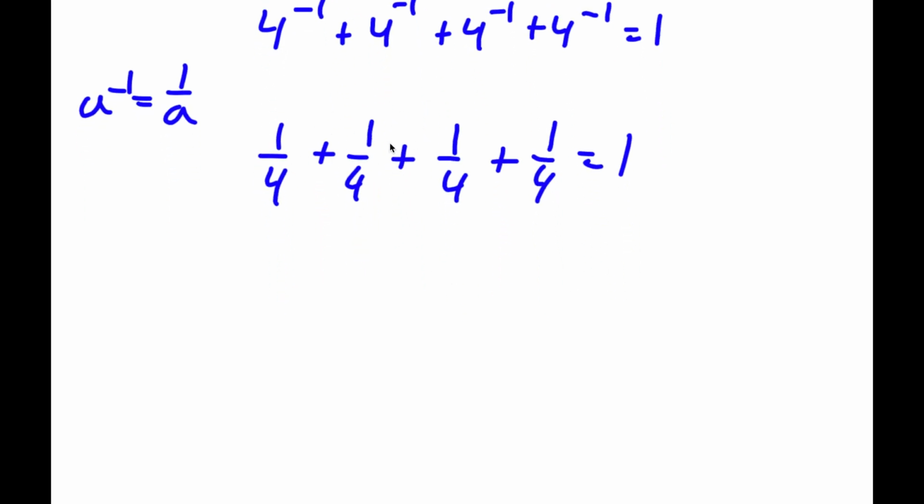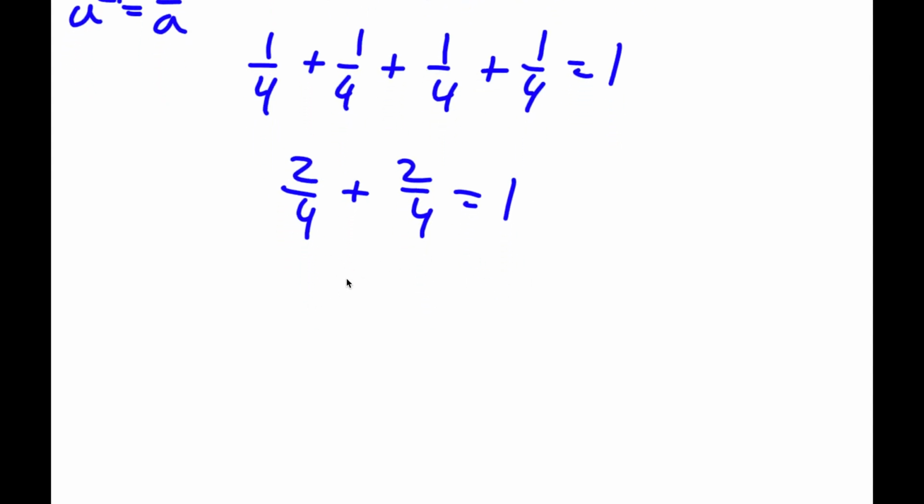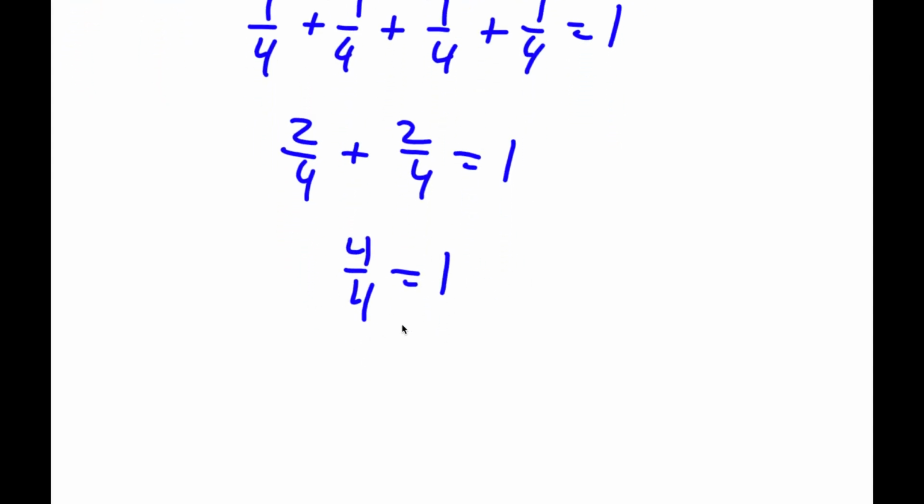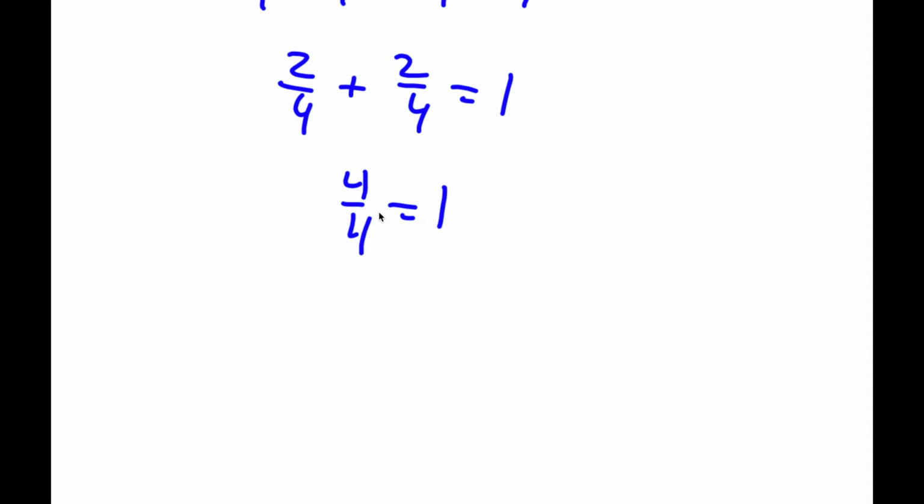Now 1 over 4 plus 1 over 4, that's going to equal 2 over 4. So I have 2 over 4 plus, again, 1 over 4 plus 1 over 4, that's going to equal 2 over 4. And 2 over 4 plus 2 over 4, that's going to equal 4 over 4. So I have 4 over 4 equals 1, and anything divided by itself is 1, so I have 1 is equal to 1. And this is right, so our solution is right as well.